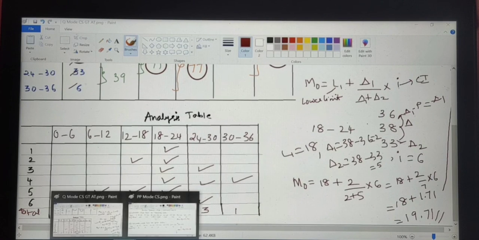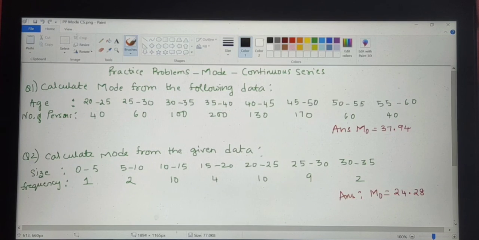Take a look at the practice problems. You can try out these problems and verify your answers, which are written in red colored ink.